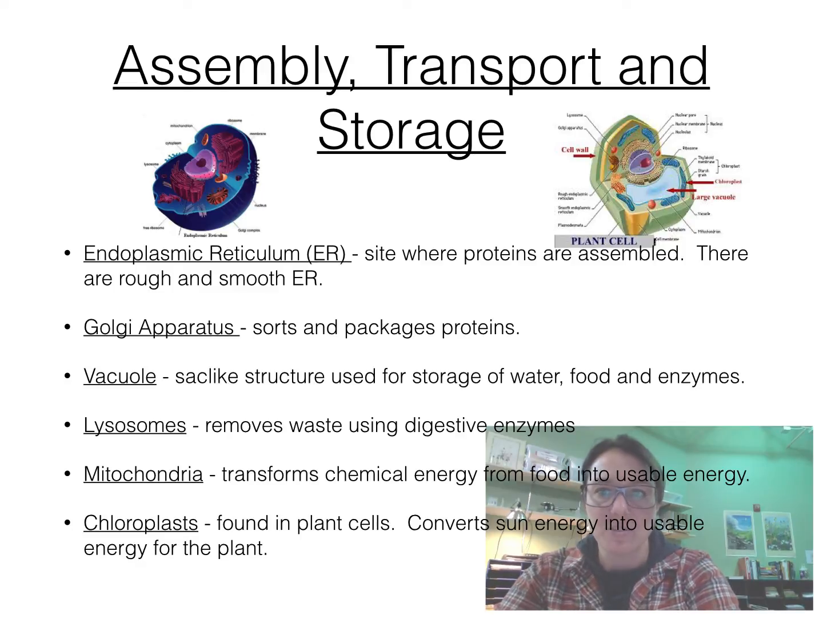Your mitochondria are very important within your cell, and those are the organelles that produce energy in the cell. So they're going to take that energy that you get from the food you eat and turn it into usable energy for your cells to keep functioning and doing the work that they need to do. And then chloroplasts are only going to be in plant cells, and the chloroplasts take the energy from the sun and they convert it into usable energy for the plant.